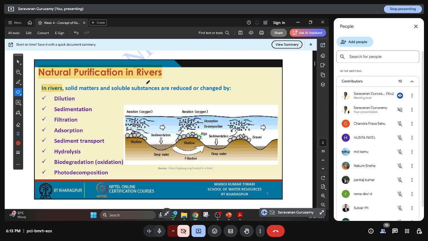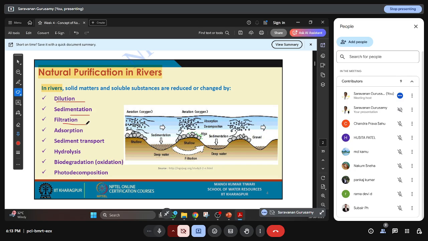So how is natural purification happening in the river? These are the processes. If you see dilution, you are adding 1 milligram of pollutant in 1 liter, that's the wastewater, into 1,000 liters of water that is flowing in the river. So it's a dilution process, and you can't find any traces of pollutant. That is called the dilution process. Then sedimentation. The pollutant may get deposited as sediment at the bottom of the river.